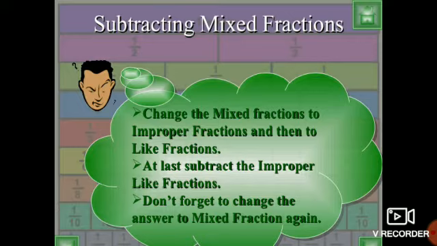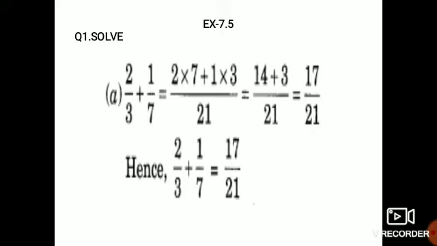Now let's discuss some questions from exercise 7.5. The first question is 2 by 3 plus 1 by 7. Now students, you can see that in both the fractions the denominator is different. They are actually what? They are unlike fractions. So we'll make them like by finding out the LCM of both the denominators, right? So let us find out the LCM of 3 and 7. The LCM of 3 and 7 will be what?